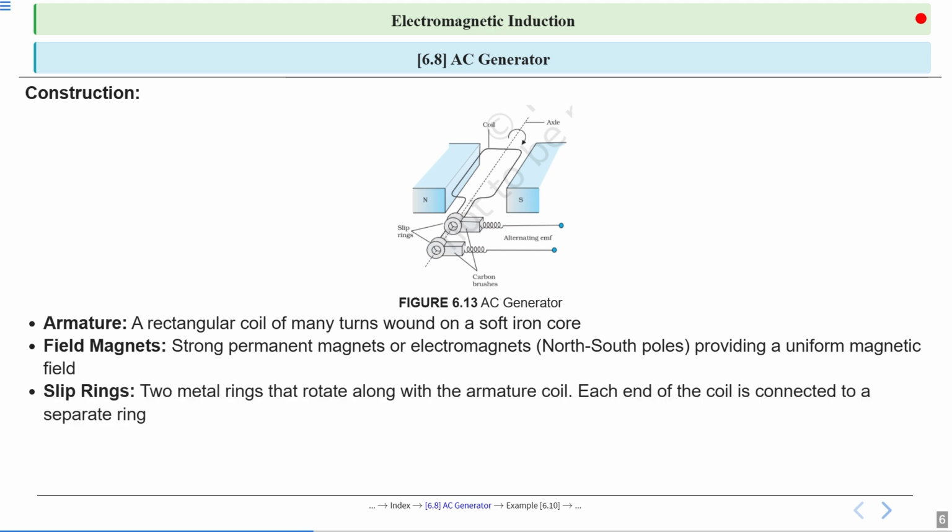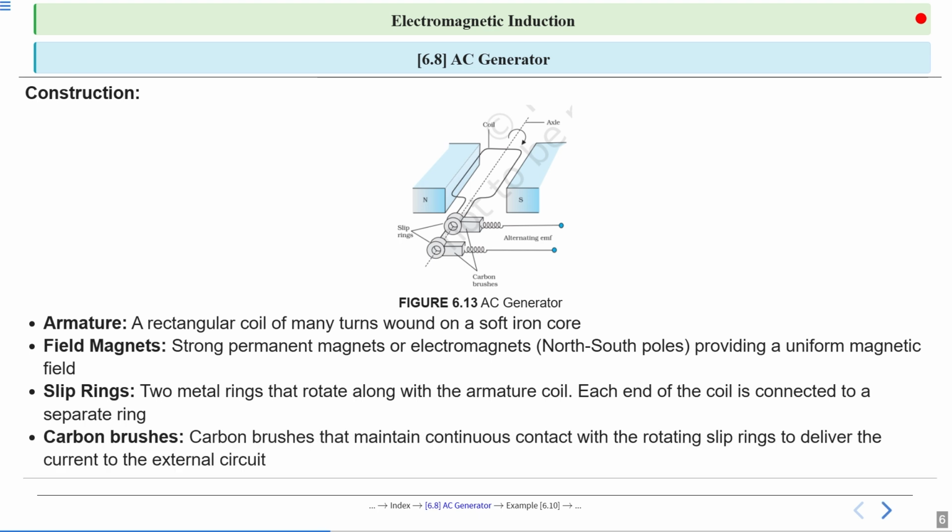Slip rings. So these are slip rings. Two metal rings that rotate along with the armature coil. Each end of the coil is connected to a separate ring. So you can see this end of the coil is connected with this slip ring, and this other end of the coil is connected with this slip ring. So EMF is induced. Each end of the coil is connected with these slip rings, and brushes are pressed against the slip rings. So the current induced in the coil is transferred through slip rings and brushes to the outer circuit.